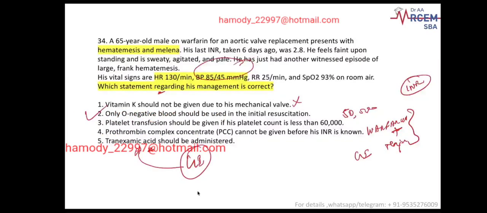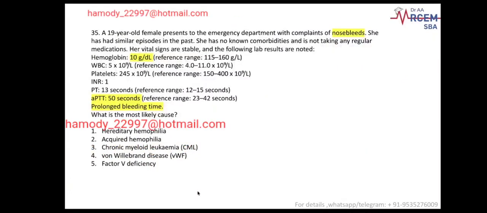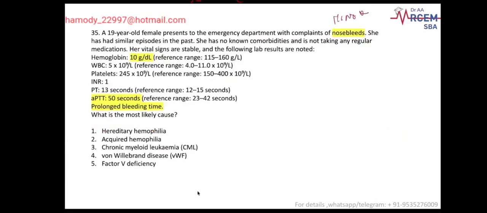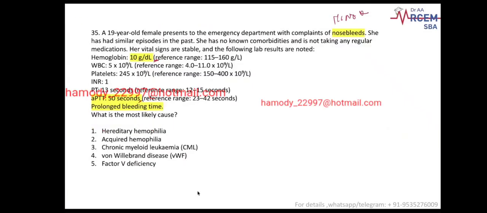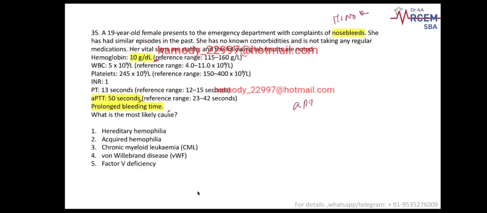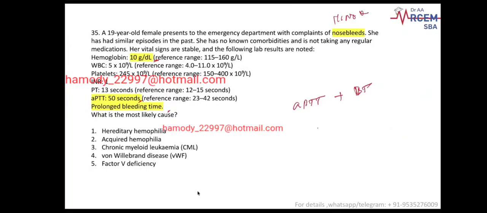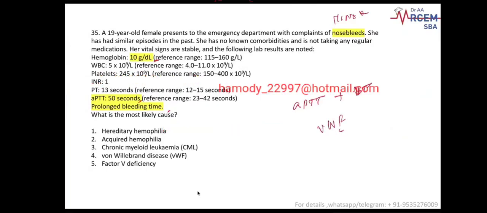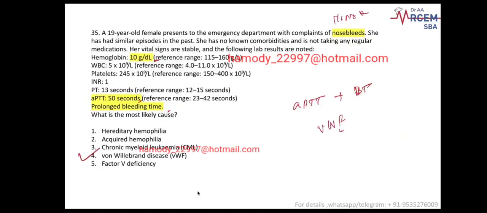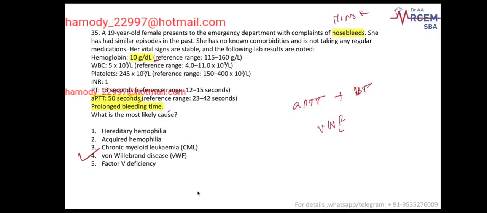It is not effective. Nose bleed, that means it is a minor bleed the patient is having. Hemoglobin on the lower side. APTT is prolonged. Prolonged bleeding time is also present. So whenever there is a prolonged APTT plus a prolonged bleeding time, what are we suspecting? Von Willebrand factor deficiency we are suspecting in this individual. This is the right answer, option number 4.